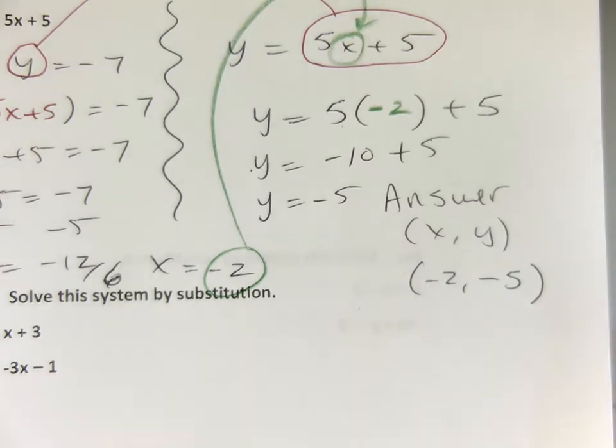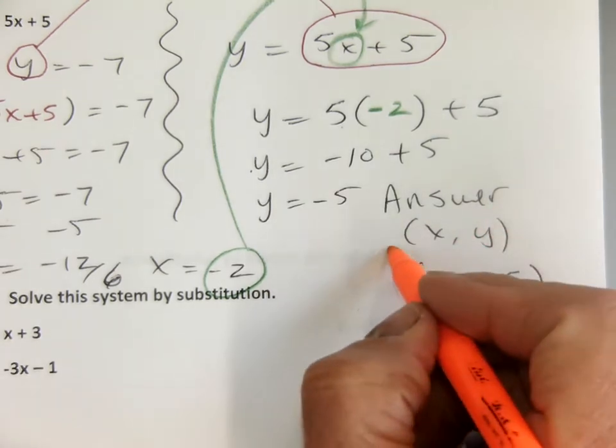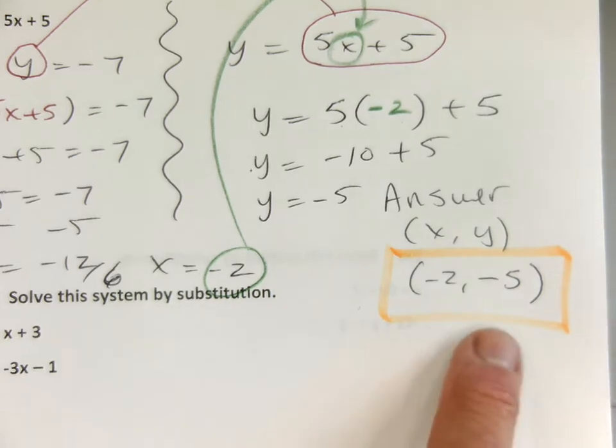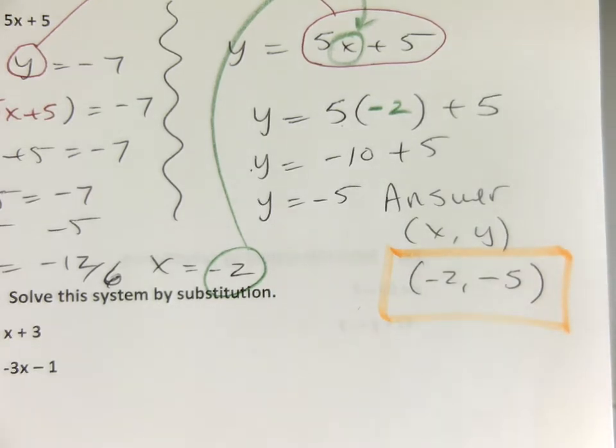And my answer then, as a point, remember we're trying to find out what the point is. I never graphed them. I don't even know what the lines look like, but I do know where they intersect. I'll say it again. I never graphed them. I don't even know what the lines look like, but I know where they intersect. Negative 2, negative 5. Easy? Easier than graphing, you guys agree?